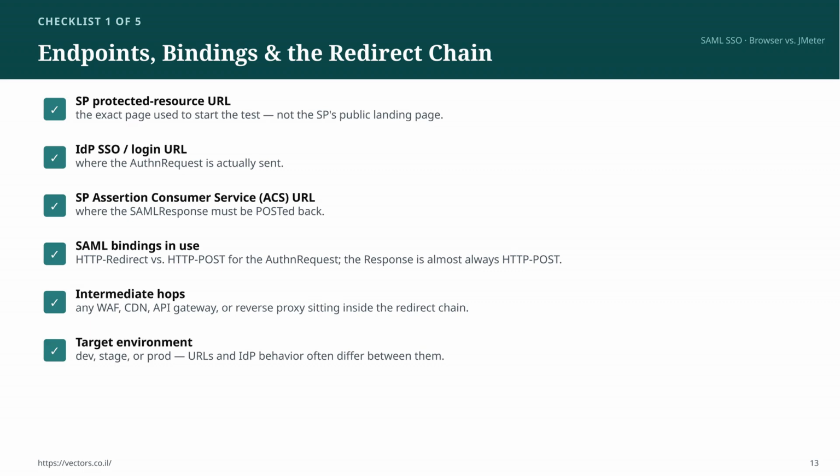First, endpoints and bindings. The scripter needs the exact SP protected resource URL that the test should start from, not the SP's marketing homepage. They need the identity provider's SSO URL and the service provider's assertion consumer service URL. They need to know which SAML binding is used for the authentication request, redirect or post, since the response is almost always post. And they need to know about any WAF, CDN, gateway or proxy sitting inside that redirect chain, plus which environment, dev, stage or production, the test is actually targeting.